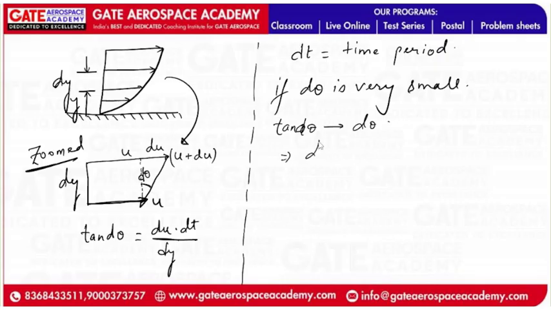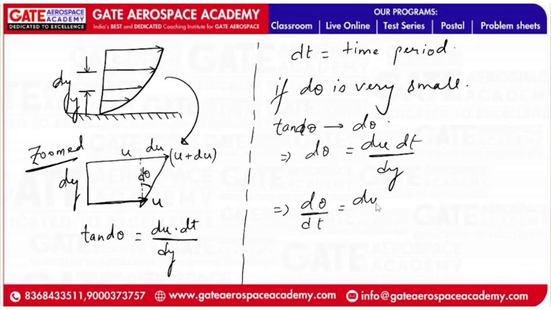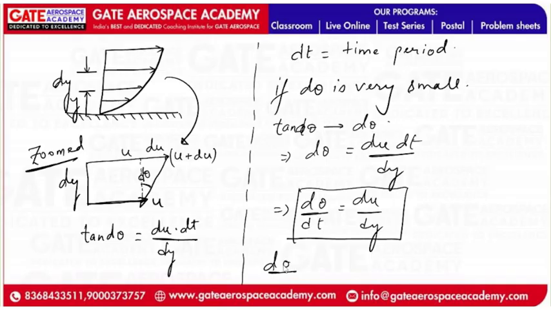So I can say d theta is equal to du dt over dy, which means d theta over dt equals du over dy, right? And this d theta upon dt is known as rate of shear strain. This is known as what? Rate of shear strain. We define it in this fashion, we define it in this manner.